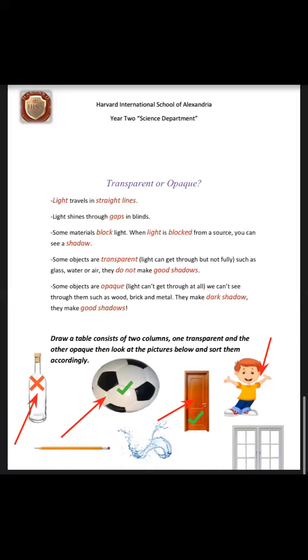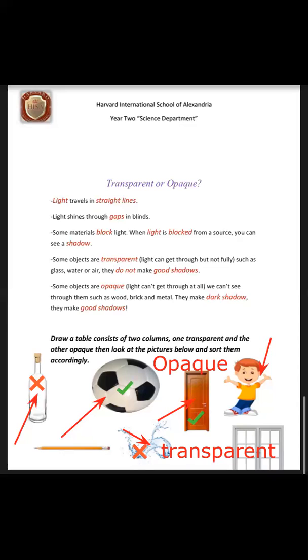Near the window, we have water. Do you think water is transparent or opaque? Okay, let's see. Water. I will ask myself these two questions. Does it allow light to come through? Yes, it does. Does it make good shadows? No, it doesn't. So it is transparent.